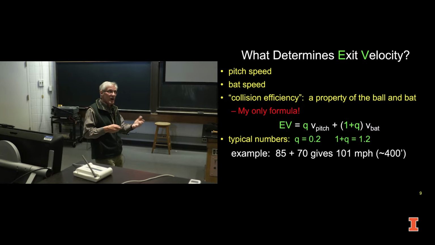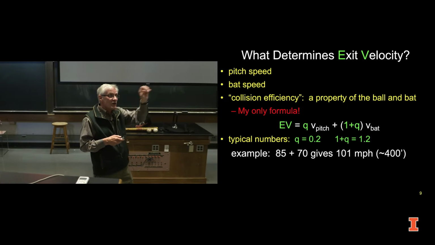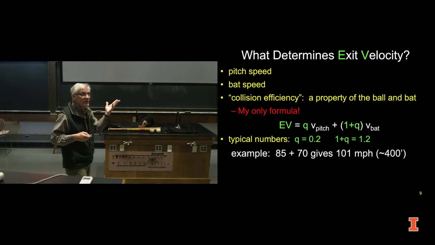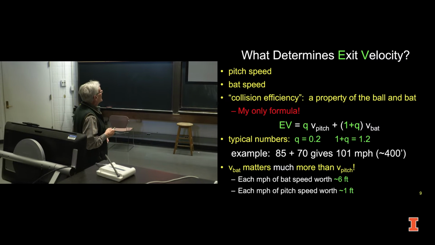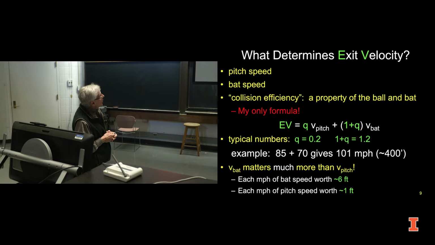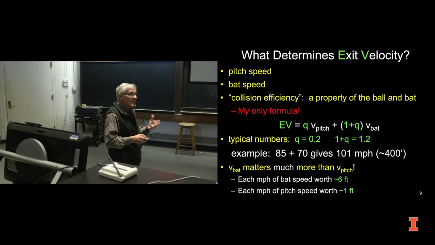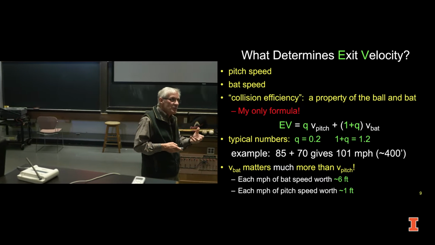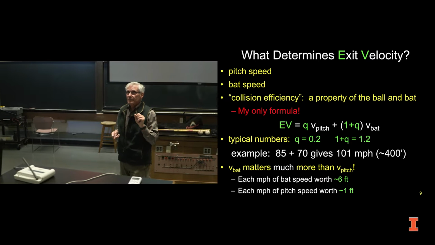And a 70 mile per hour bat speed, which might be a typical bat speed, you plug that in there and you get 101 miles per hour, which, if the ball takes off at the right angle, will travel around 400 feet or so. That's the standard 400-foot home run. Now, the interesting thing to note is that 1 plus Q, 1.2, is much bigger than 0.2, meaning the bat speed matters much more than the pitch speed in determining the batted ball speed, the exit velocity.